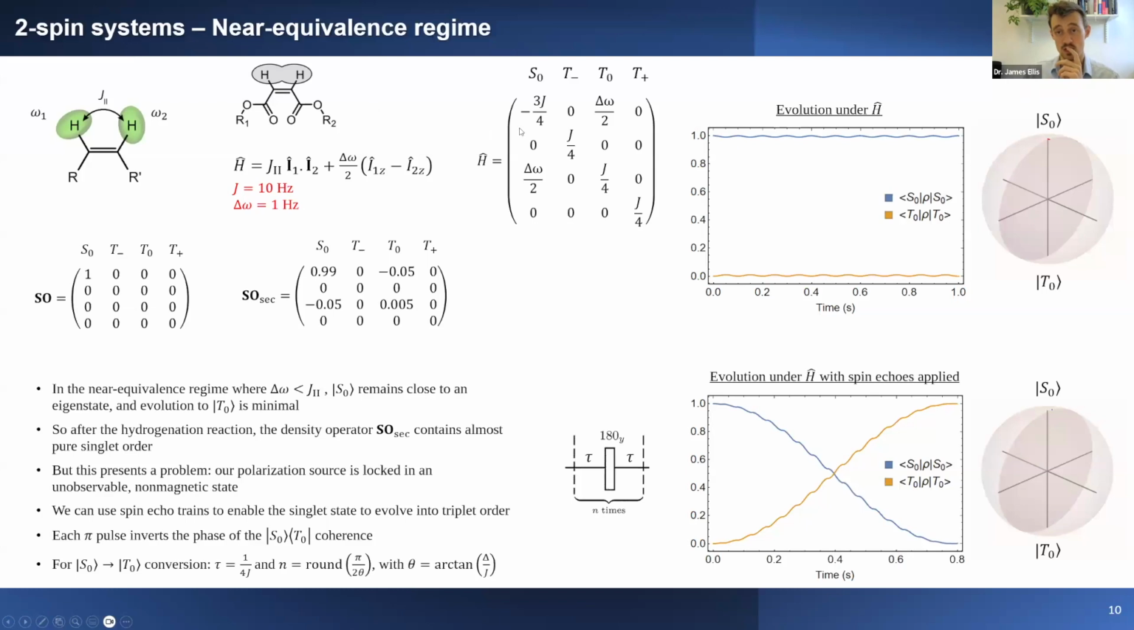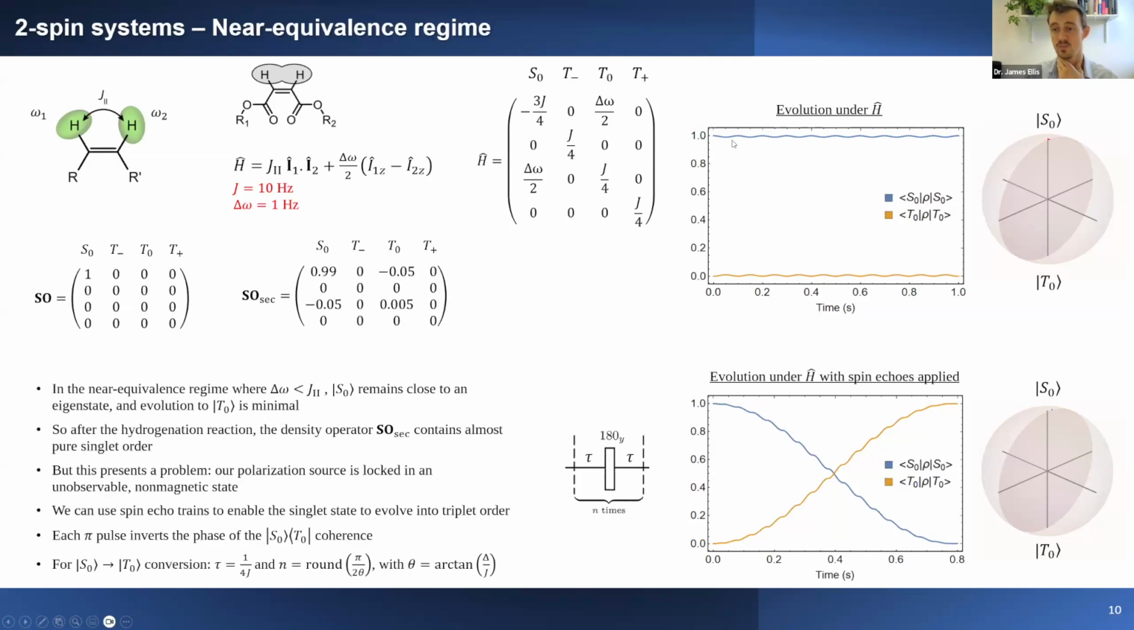If we're in the near equivalence regime, now we imagine doing a similar experiment. We've hydrogenated a molecule, but now the J coupling is 10 times larger than the chemical shift difference. So we draw a molecule like this, where these are different R groups, and there's a small chemical shift difference between the protons. Well, in that case, when we look at our Hamiltonian, these diagonal terms are an order of magnitude larger than the off-diagonal elements. The difference between the S0 and T0 state energies is very large compared to these terms, and so this is close to an eigenbasis.